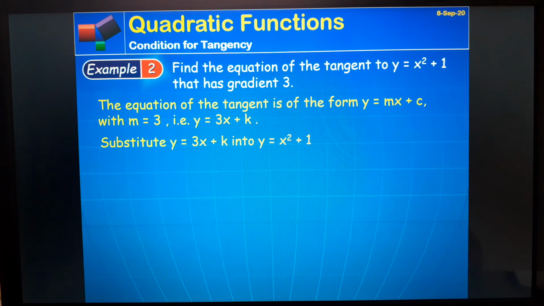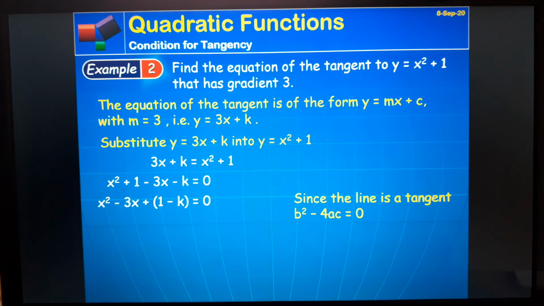So we're going to do it again: substitute y equals 3x plus k into your quadratic, merge them together, bring everything over to the right, and then swap your sides. So we have x squared plus 1, and then a minus 3x, a minus k, and make it equal to 0.